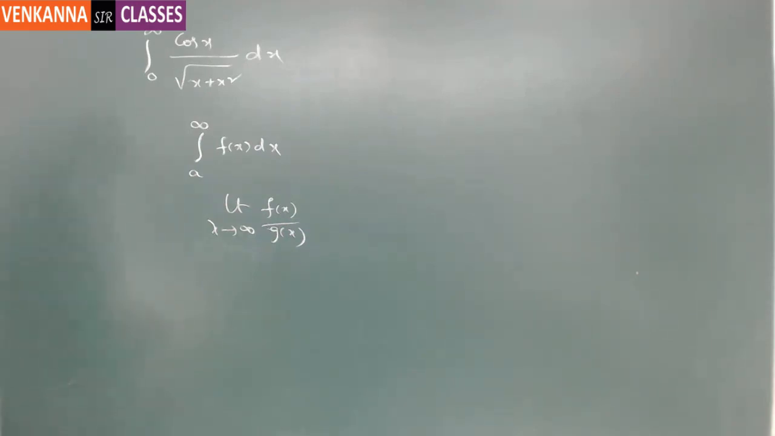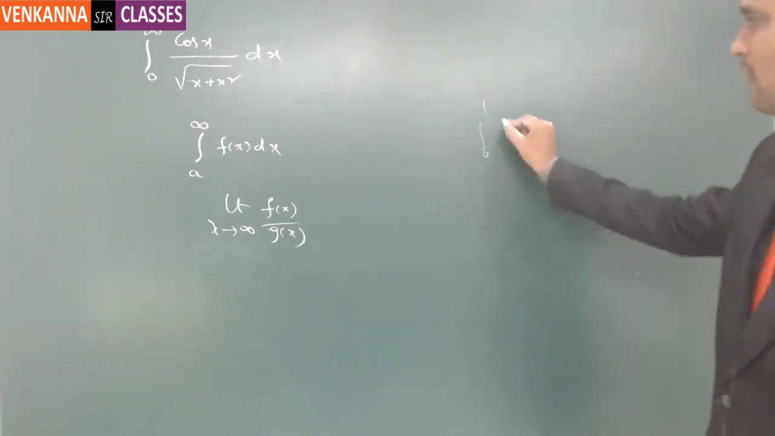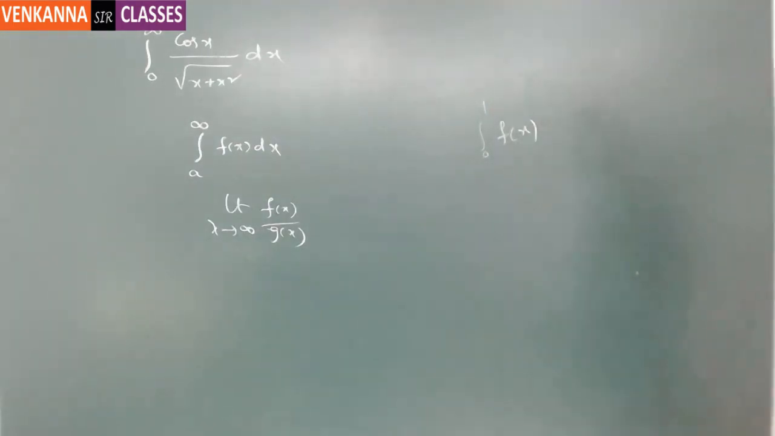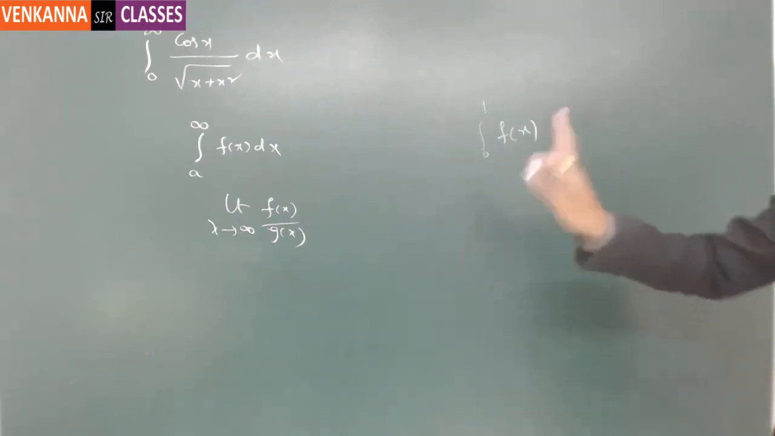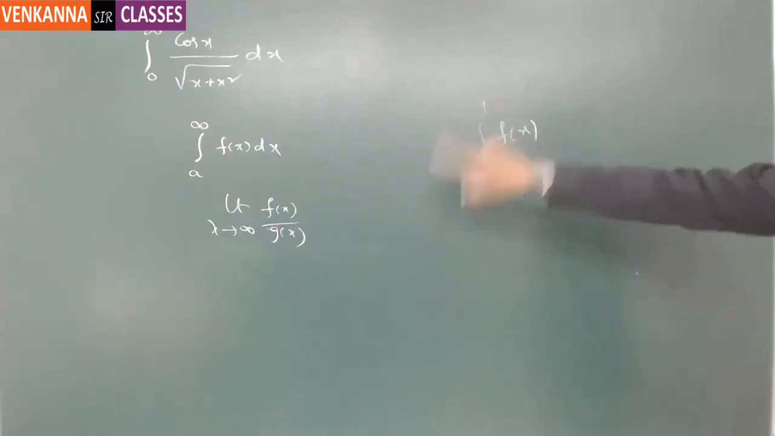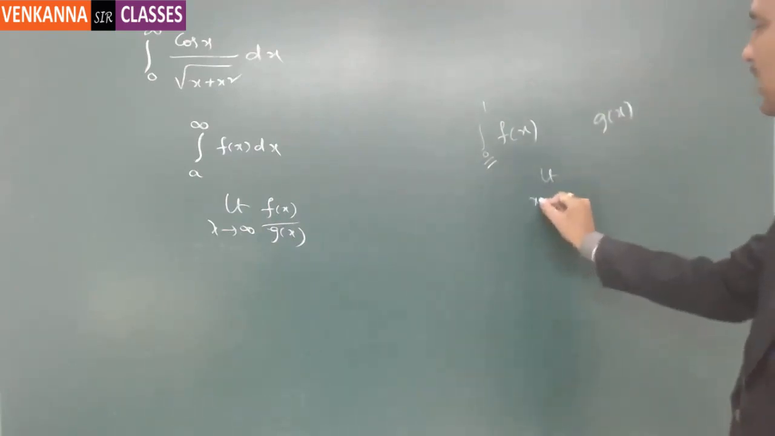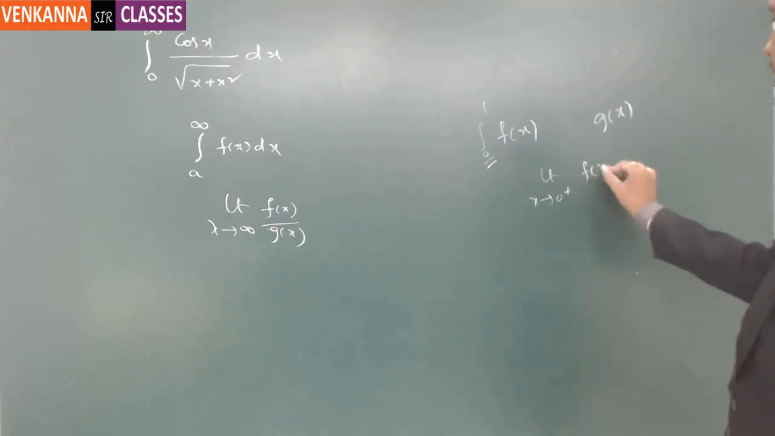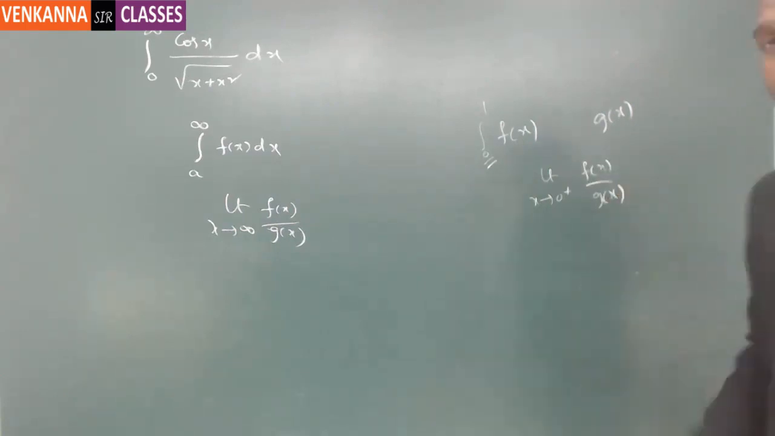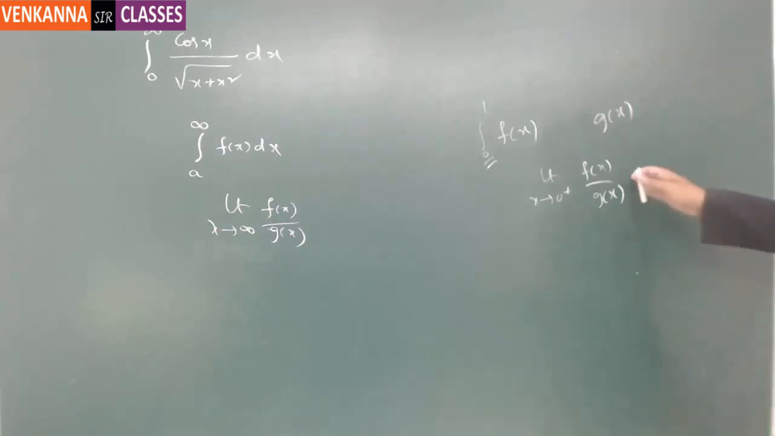Right. Secondly, whenever you take a finite interval, let me say 0 to 1, you have a function f of x. So here also, if you definitely know that this is the point of infinite discontinuity, in this case also, we take a function g and we take the limit as x tends to 0 plus of f of x by g of x. So here also, you are defining the convergence by means of another function, the comparison integral. So if it exists and is finite, if g is convergent, then f is convergent.